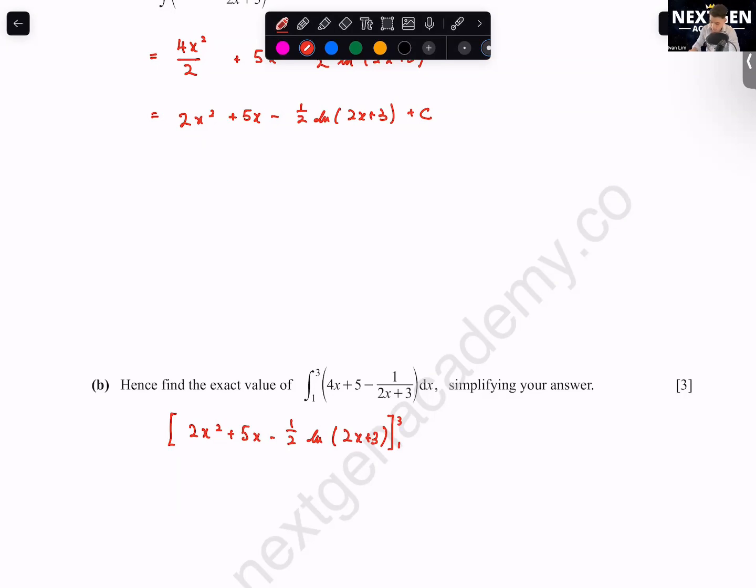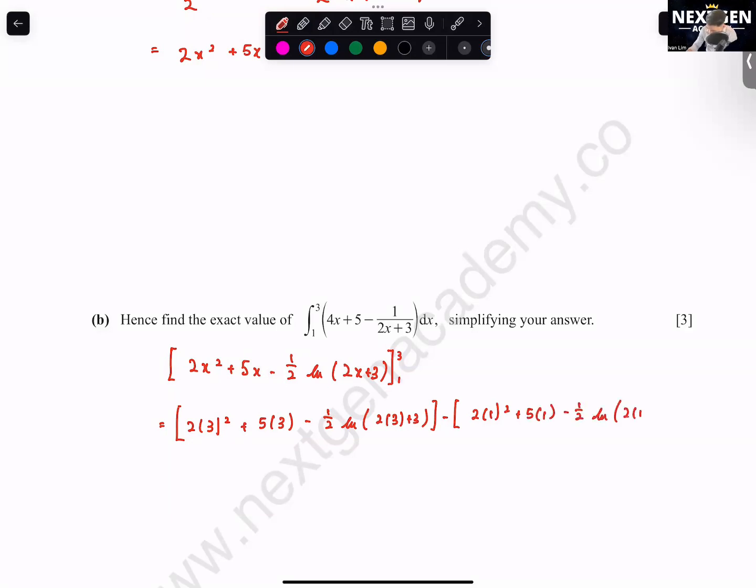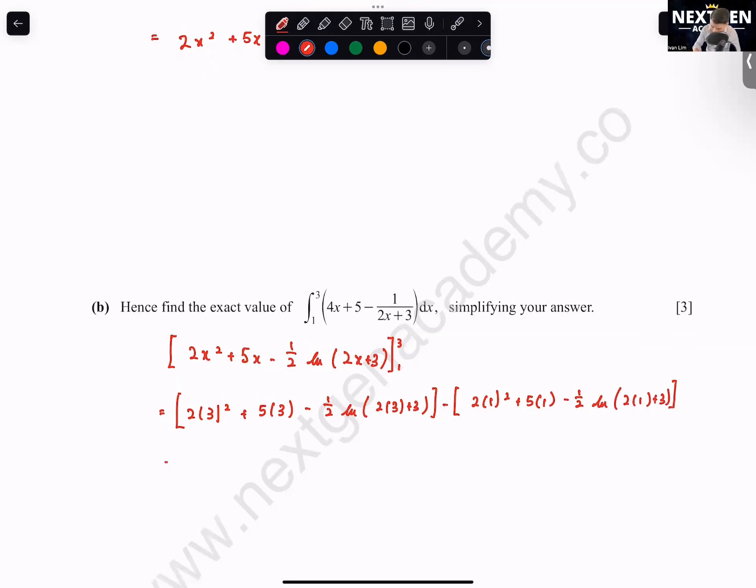1 to 3. Okay, substitute it in: 2 times 3 squared plus 5 times 3 minus half ln of 2 times 3 plus 3, minus 2 times 1 squared plus 5 times 1 minus 1 over 2 ln of 2 times 1 plus 3. Okay. Let's type in the calculator.